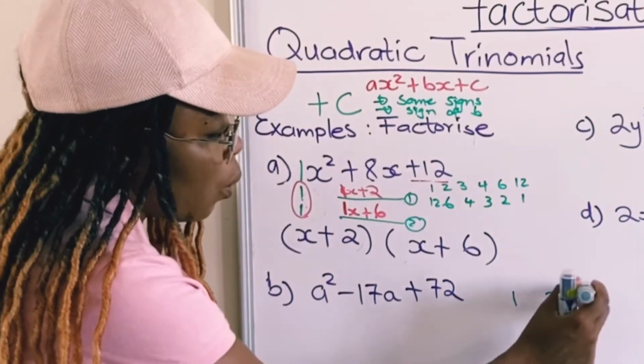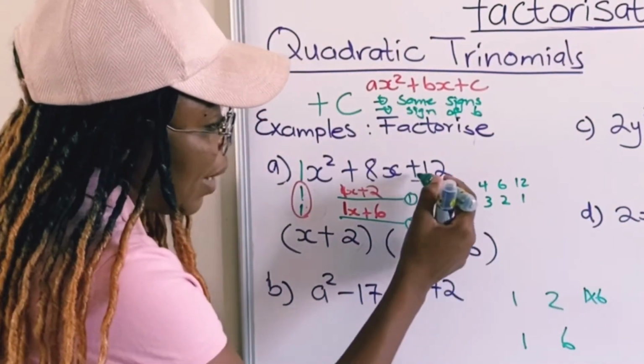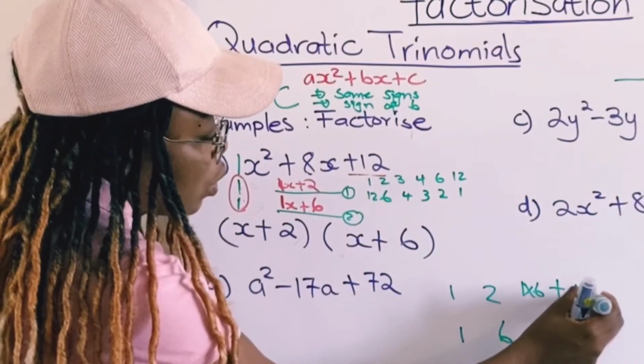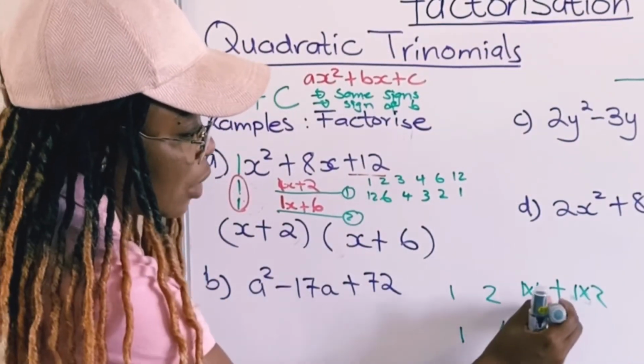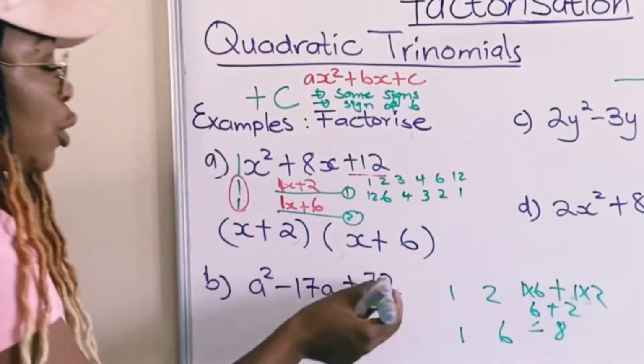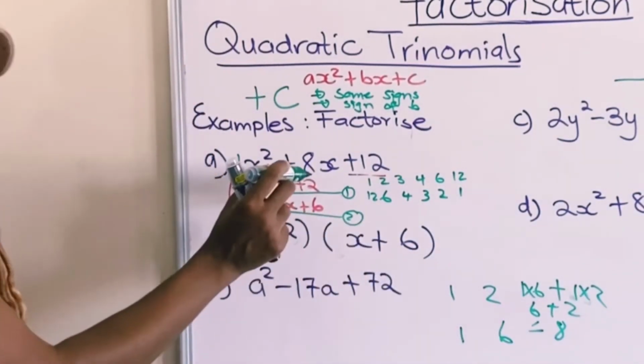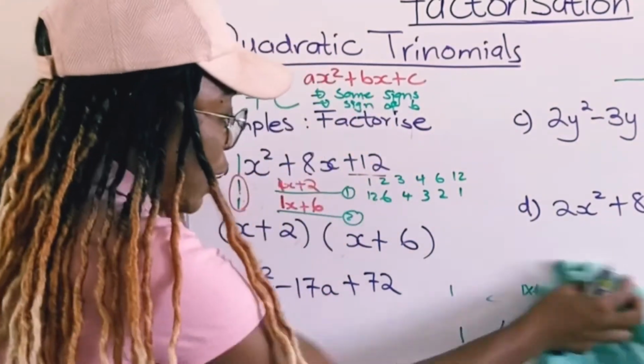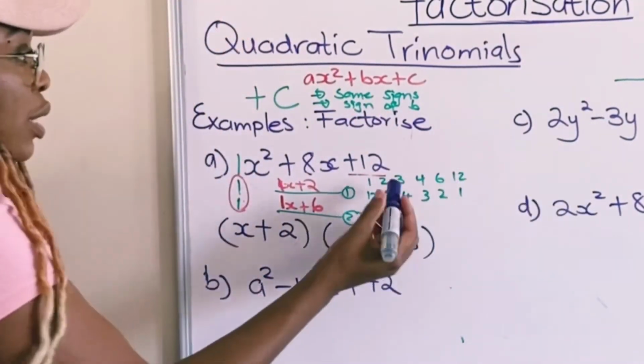When I say 1 times 6 and I apply the sign in front of C and I say 1 times 2, cross multiplying, this is 6 plus 2, it gives me 8. So it means it's a good choice because it must give me B. So it means I have chosen the right pairs. So I choose that.